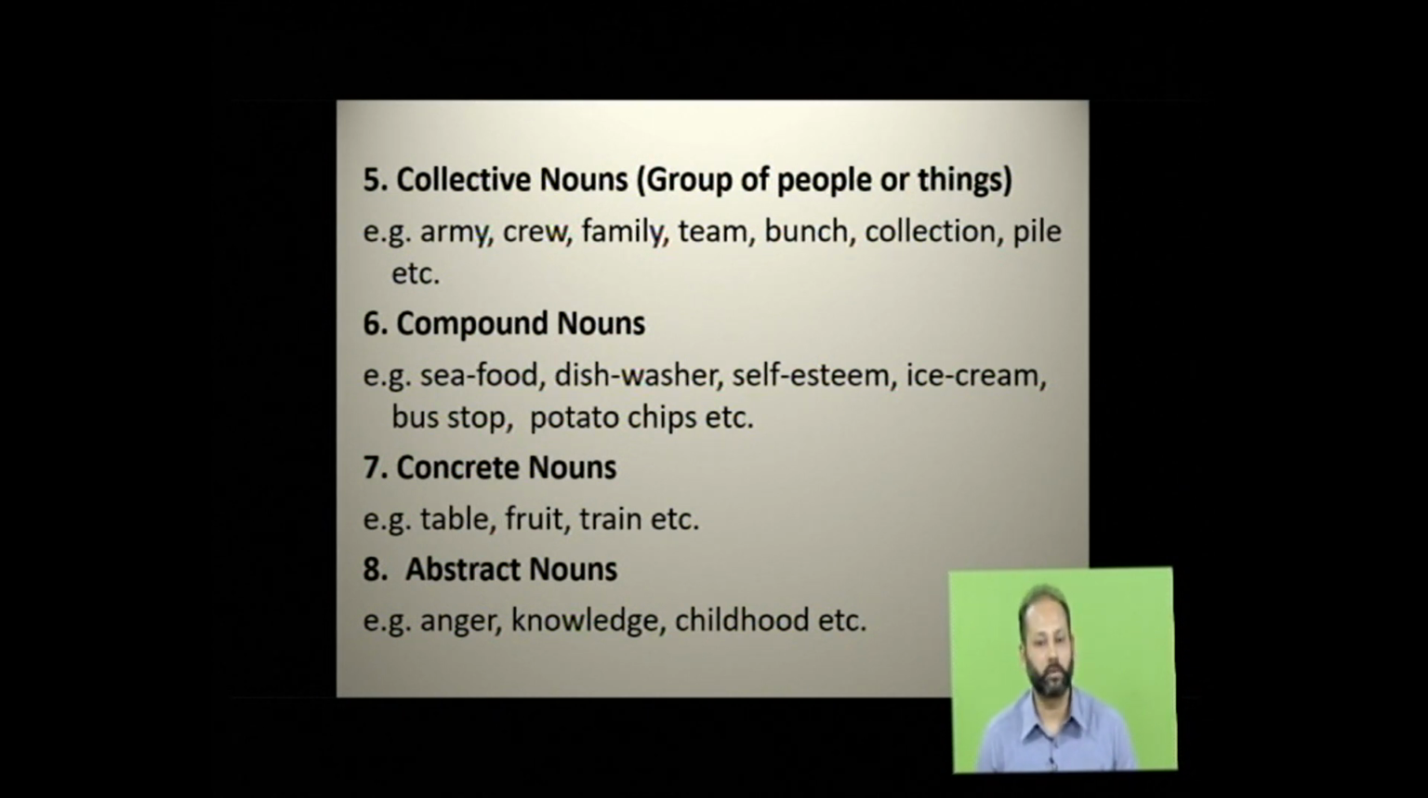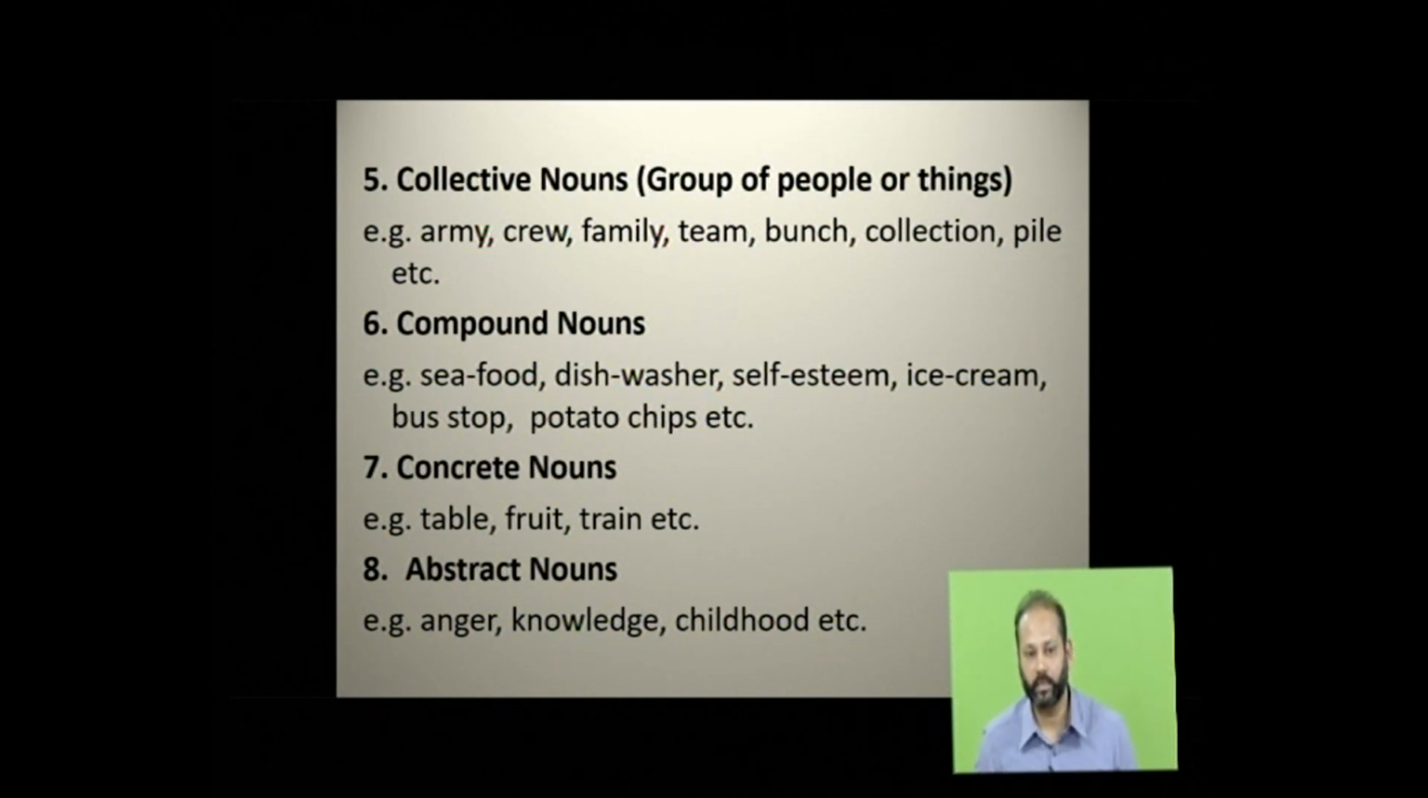Then we have concrete nouns. Concrete nouns are something that we can touch, that is table, fruit, train, etc. They are called concrete nouns. You can look around yourself for concrete nouns. The student sitting next to you, you can touch that student, so that is a concrete noun. Pen, you can touch a pen, that is also a concrete noun. Board, TV, LED, projector, anything that you can touch is a concrete noun.